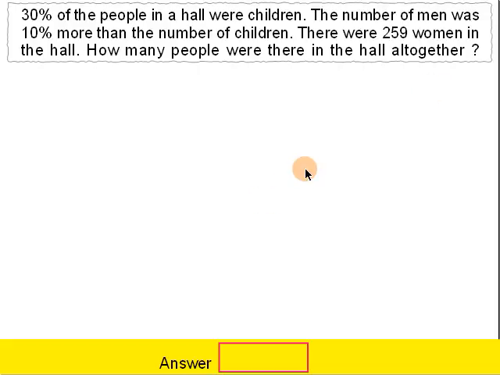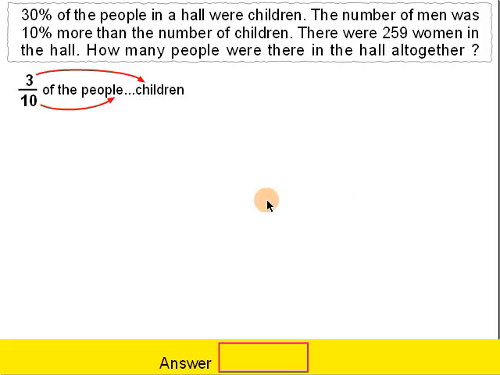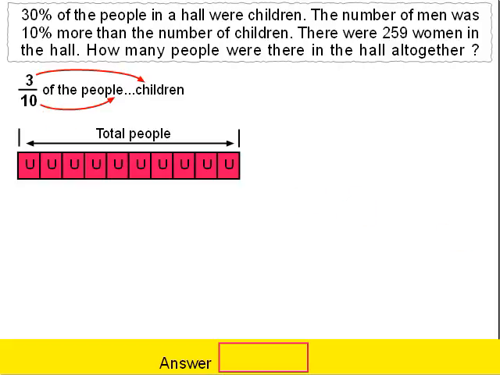Now this question says 30% of the people in the hall were children, which means to say that 3 over 10 of the people were children, because 30% expressed as a fraction is 3 over 10. Which means the denominator 10 is referring to 10 units of the total people, and with 10 units of total people, 3 units belong to children, so we put it down in the model. Alright, and the rest must be women and men.